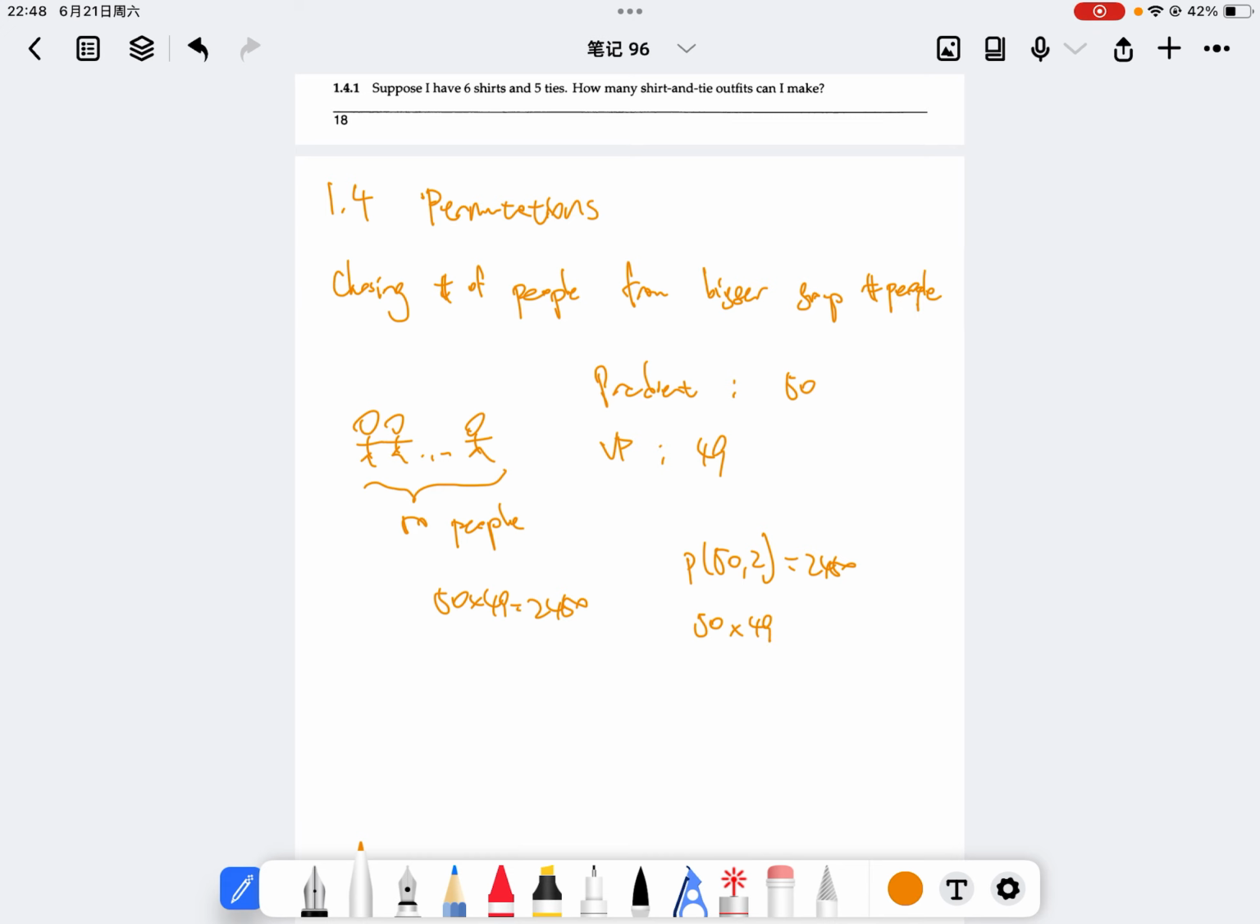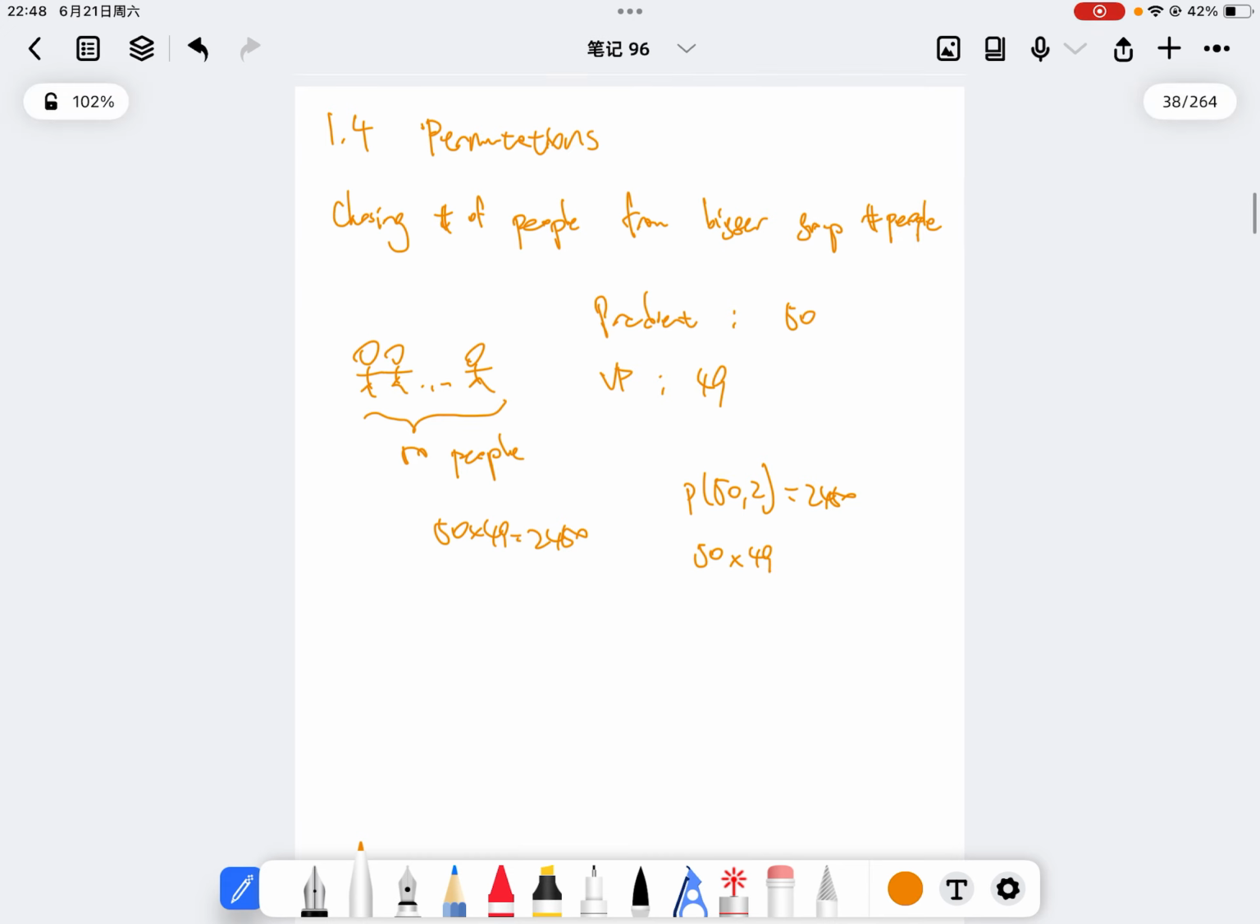Now, if you notice 50 times 49, what is that really similar to? It is equivalent to 50 factorial over 48 factorial, where factorial means you simply multiply down to 1. So, for example, 6 factorial would equal 6 times 5 times 4 times 3 times 2 times 1. So 50 factorial over 48 factorial would be the same as 50 times 49, since 50 factorial is just 48 factorial times 49 times 50.